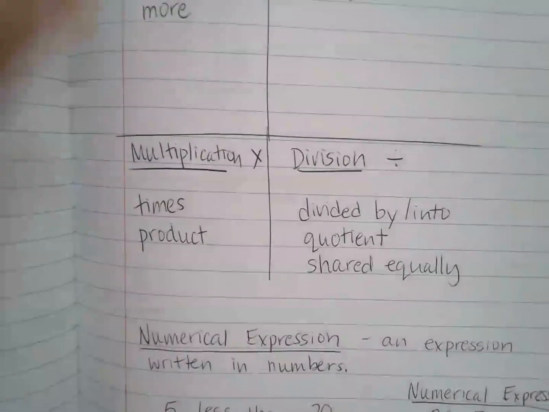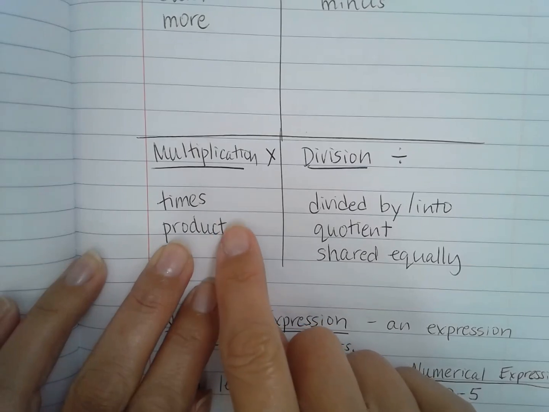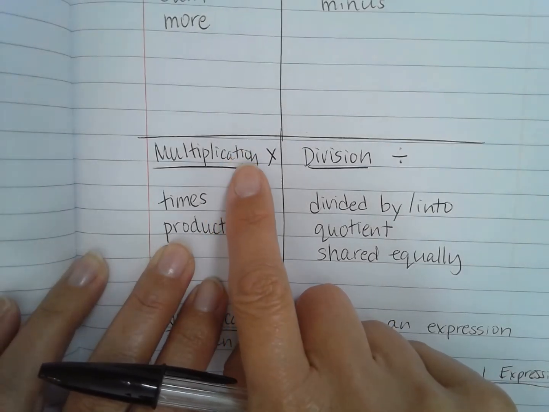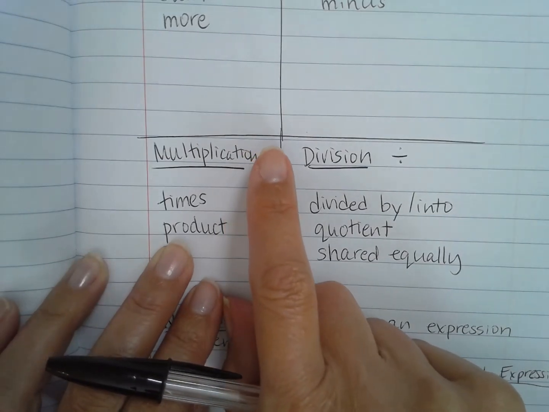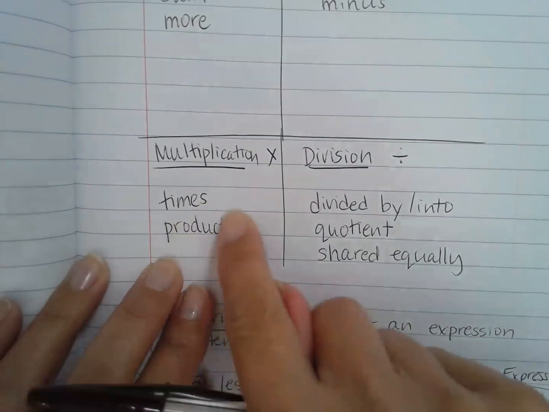So then we have multiplication, right? We see the word times or product. The product is the answer to a multiplication problem. So if I said 3 times 2, what is the product of 3 times 2? I would know that the product would be 6 or the answer.